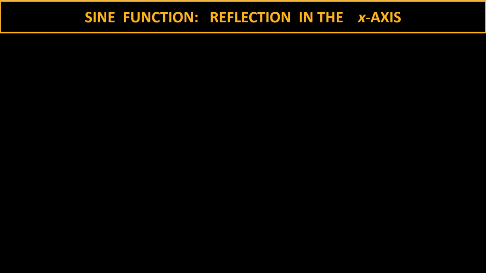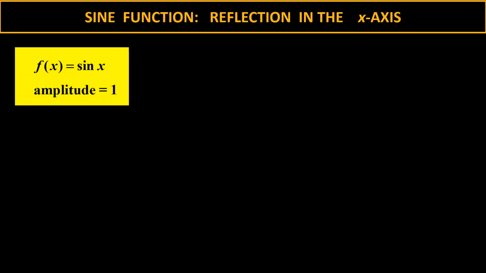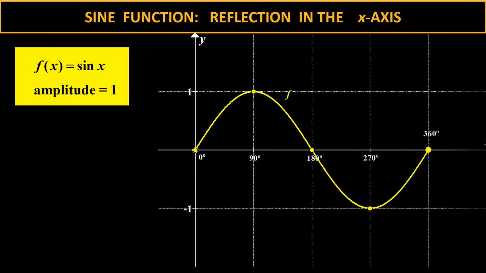Now let's start with the reflection in the x-axis, and here we're taking the sine function. So we have f(x) equal to sine x, and we know the amplitude is 1. Let's look at that sine curve. There we have the sine curve. You can see it's positive in the first and the second, and negative in the third and the fourth. There's a period of 360, and it has an amplitude of 1.